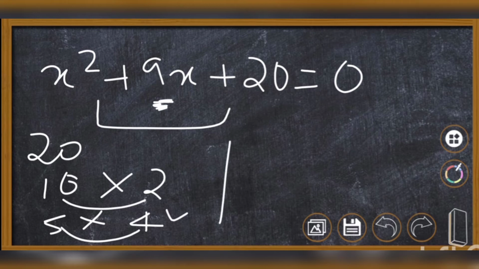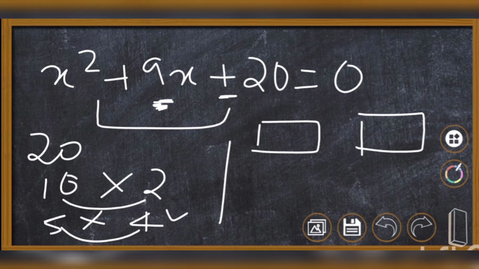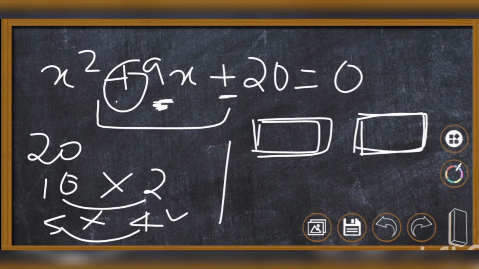As we have seen, the coefficient c is positive. So both the roots are of the same sign. Now what will be the sign? The opposite of the sign of b, that is, the sign will be negative here because it is plus 9x. Okay, so minus 5 and minus 4 will be the roots.